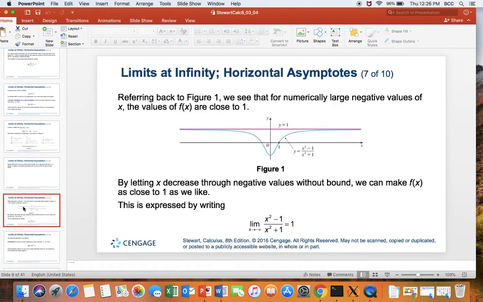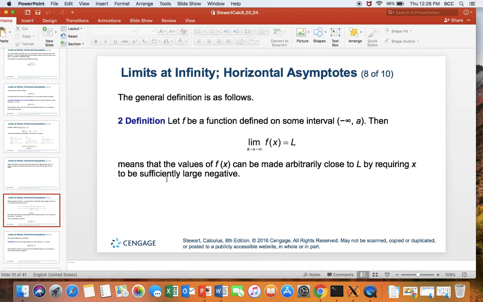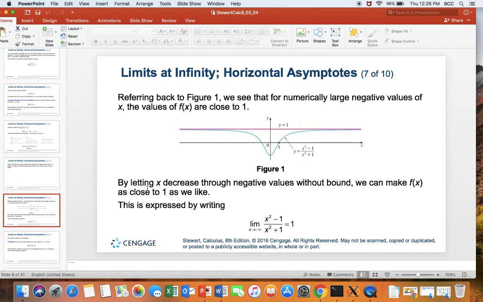Okay, now referring back to this picture, we see that for numerically large negative values of x also, the values of f(x) are close to 1. So by letting x decrease through negative values without bound, which means without letting it stop, you let x keep going to the left, we can make f(x) get as close to L as possible. All right, 1 as possible. In this case, L is 1.